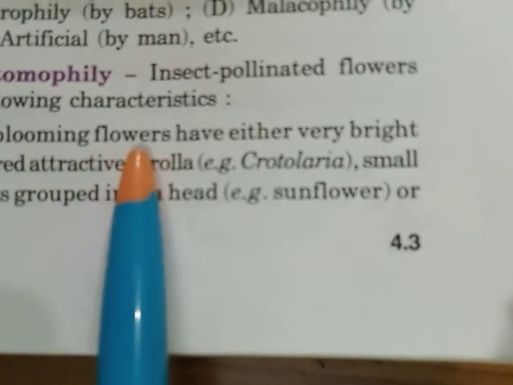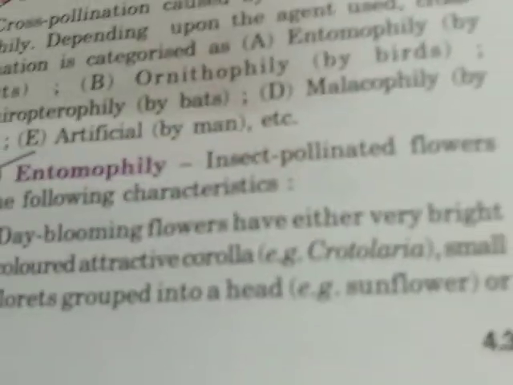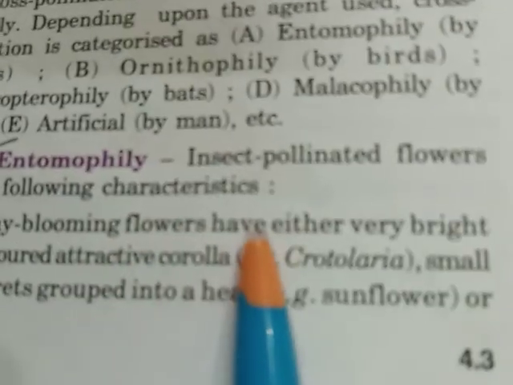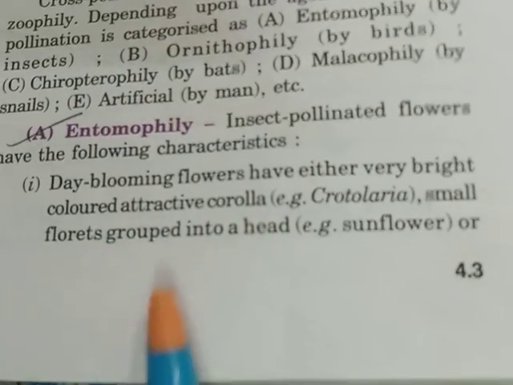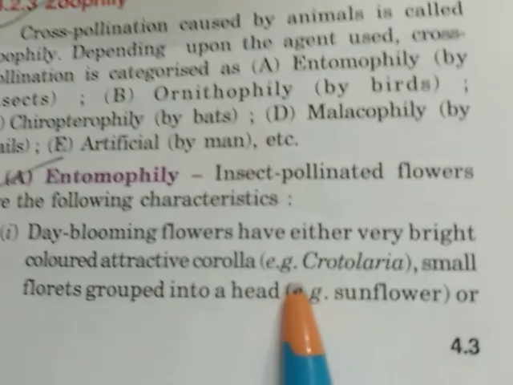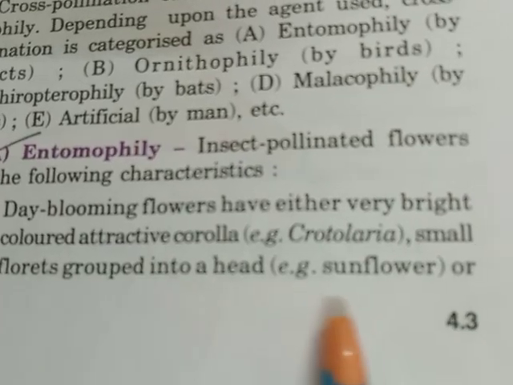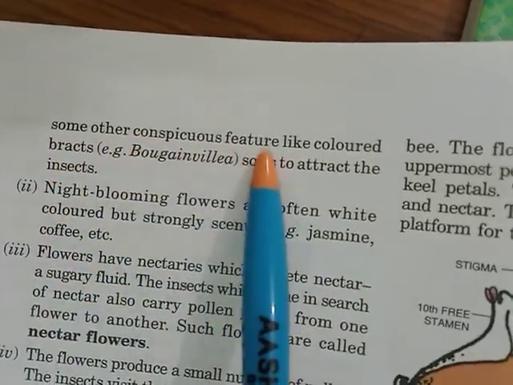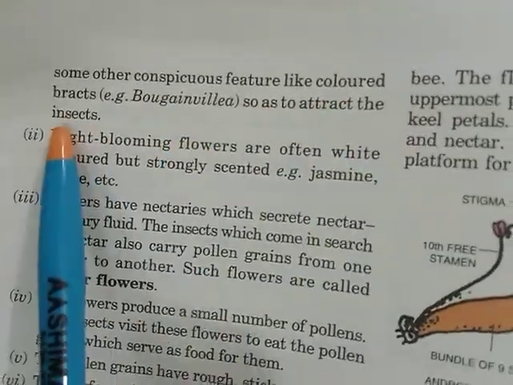Day blooming flowers means the flowers which bloom during the daytime. Day blooming flowers have either very bright colored attractive corolla, so all the day blooming flowers have very brightly colored corolla. Example is crotalaria, small florets grouped into a head, that is sunflower, or some other conspicuous features like colored bracts, like in bougainvillea, so as to attract the insects.